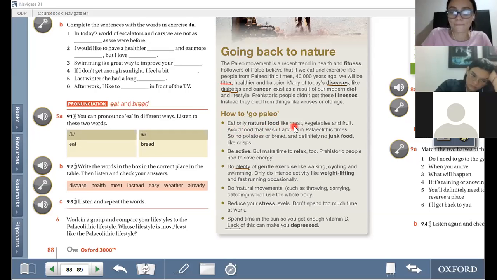So eat only natural food like meat. Very good pronunciation. Vegetables and fruit. Avoid food that wasn't around in Paleolithic times. So no potatoes, oats, or bread. And definitely no junk food, like crisps. Don't forget the last S. Crisps.